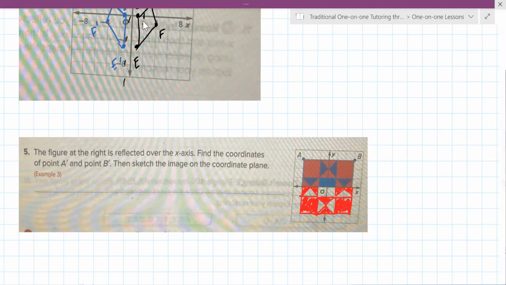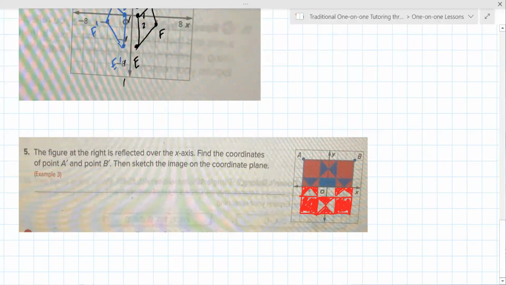Now let's switch to blue. Blue are the other ones. You can see those are there, there.